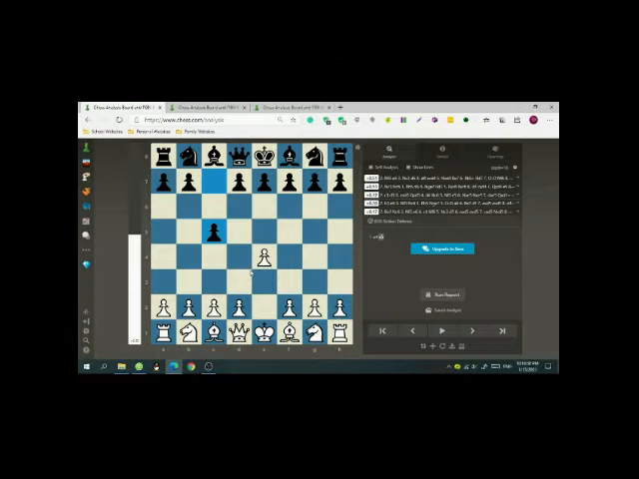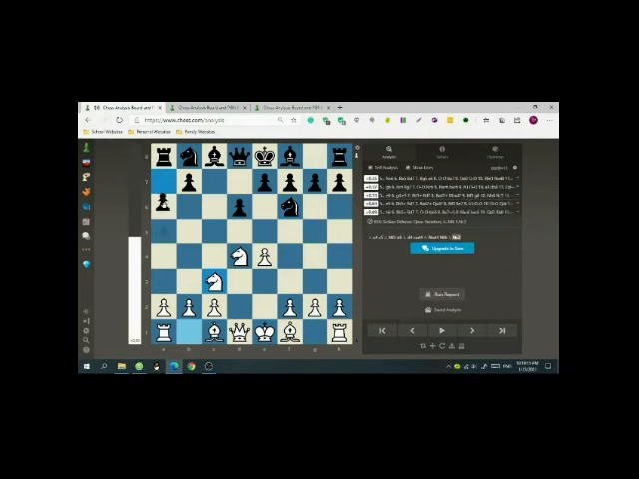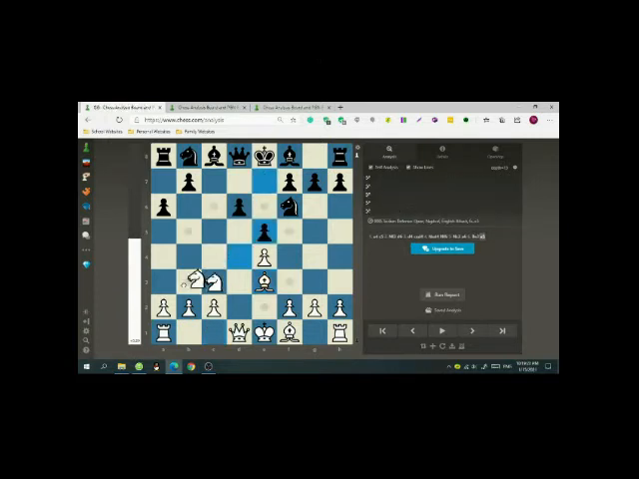Since the Sicilian defense has many variations, we will be only looking at two of them. This is the Najdorf variation. As you can see, these seven moves form the Sicilian defense open Najdorf.